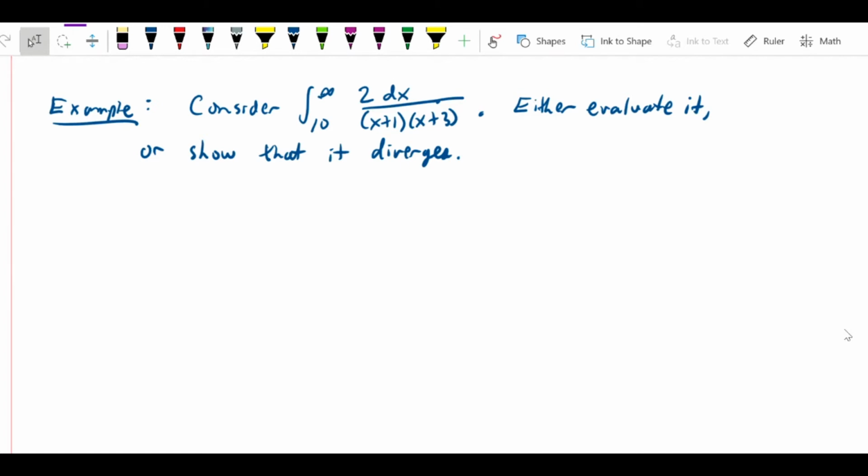So we have 2 over (x plus 1)(x plus 3), and we want to decompose this. I'm going to set that up as A over (x plus 1) plus B over (x plus 3) is equal to 2 over (x plus 1)(x plus 3). Since this is not our partial fractions unit, I'm not going to bore you with the details. I'm just going to zip through the algebra to find the partial fraction decomposition.